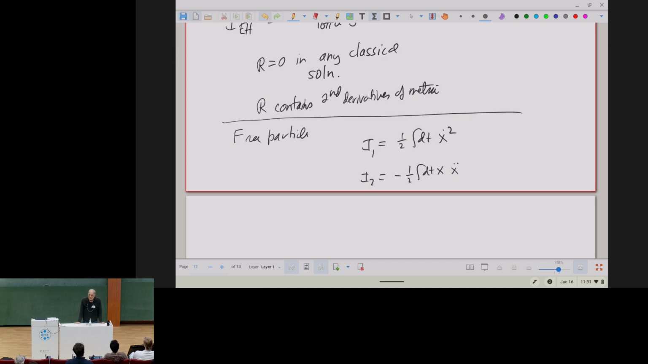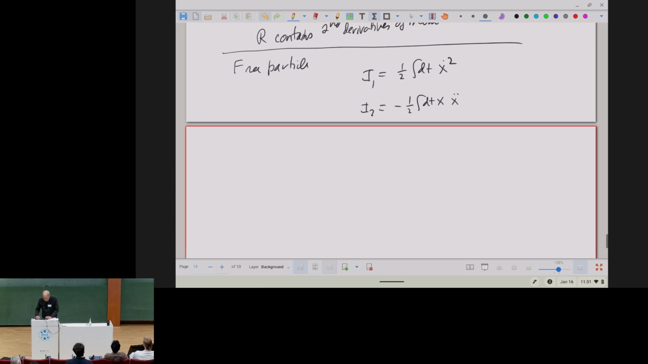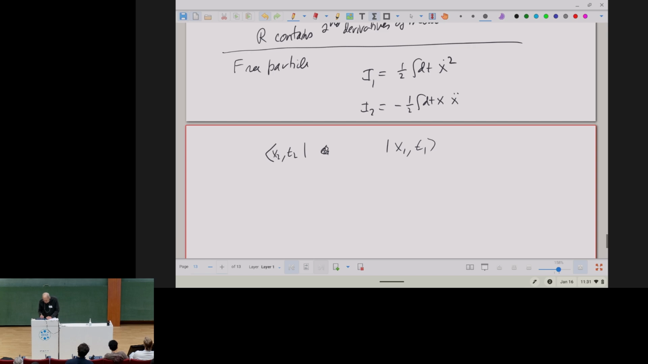Well, why do we use I1 and not I2 when we're quantizing? Usually in quantum mechanics, you want to calculate the matrix element of e to the minus iHt between x1 and x2. That's a typical thing which we would calculate in quantum mechanics. I've put an i in the exponent, so this will be a real-time path integral, but I could have used an imaginary time path integral.